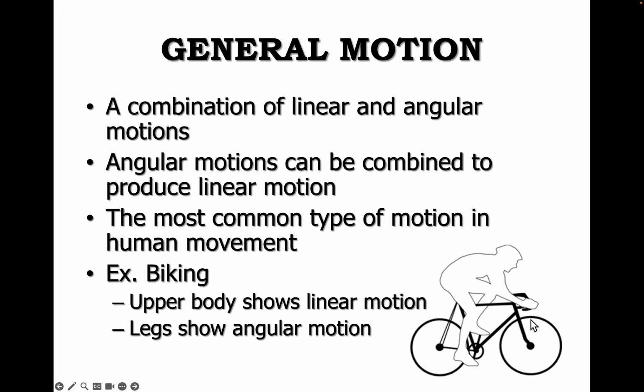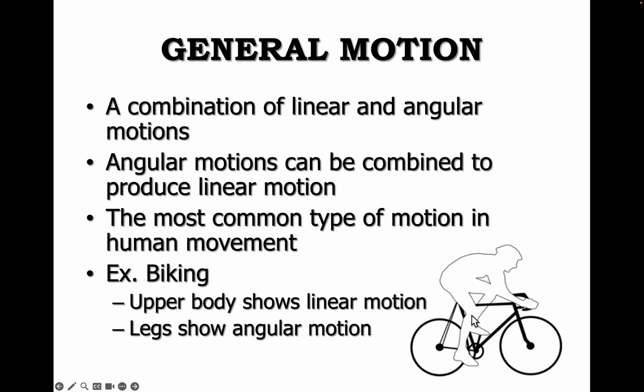When I am biking, the upper body shows linear motion. The upper body here is staying relatively still, so all points are moving in the same direction. So biking is an example of general motion. But the legs are showing angular motion.